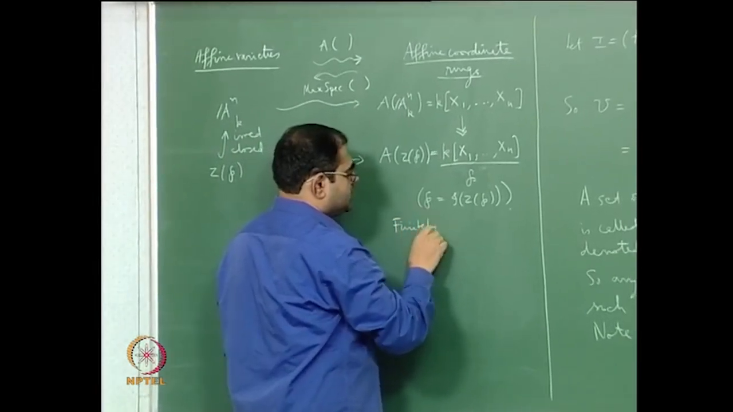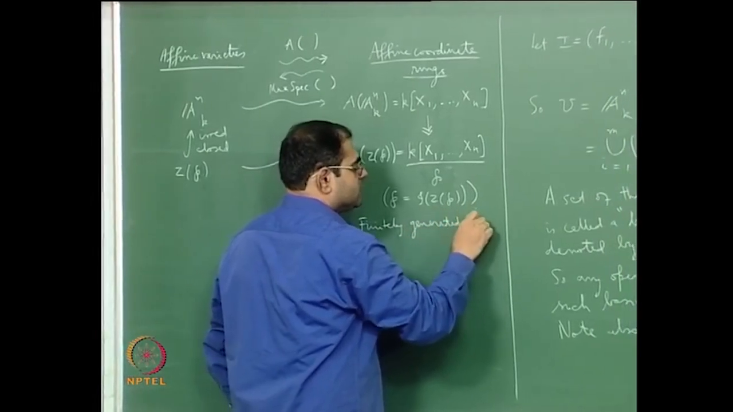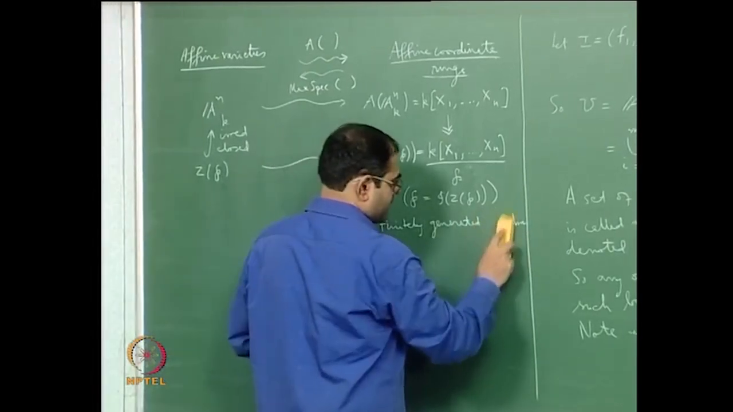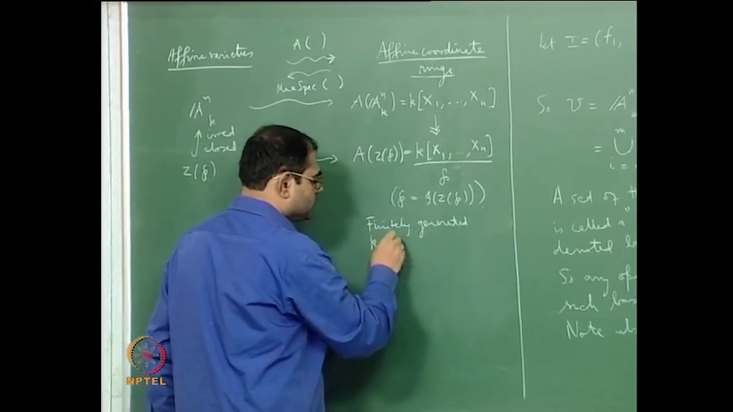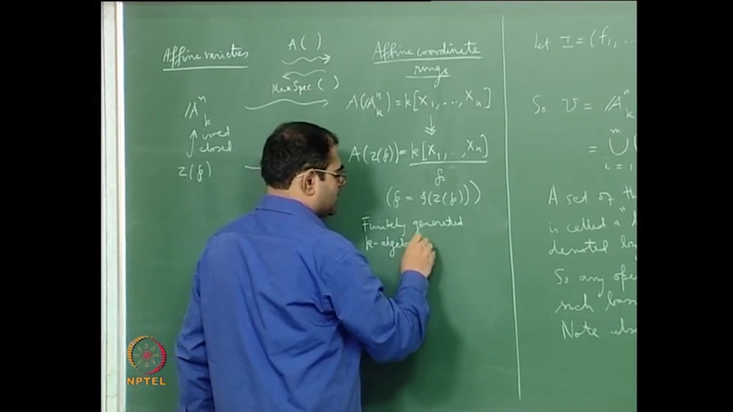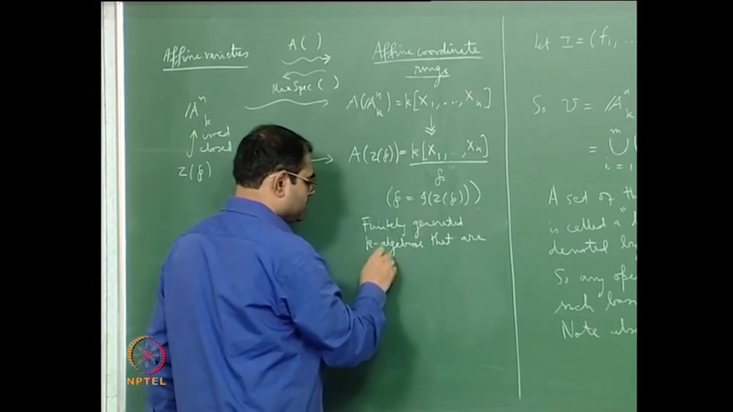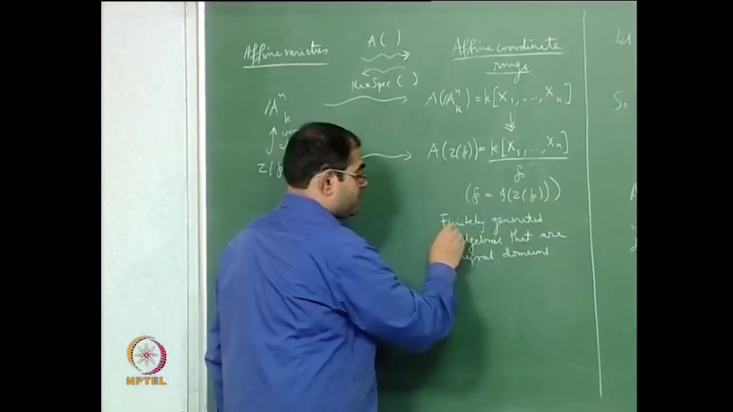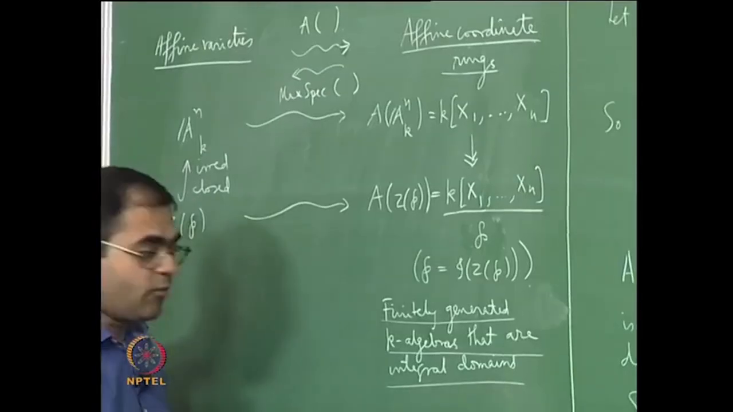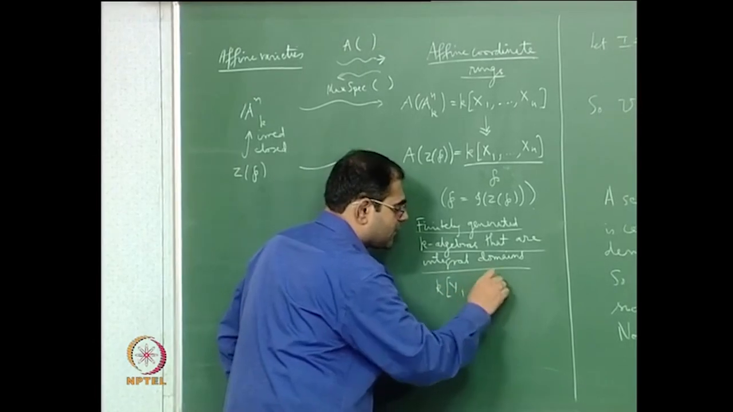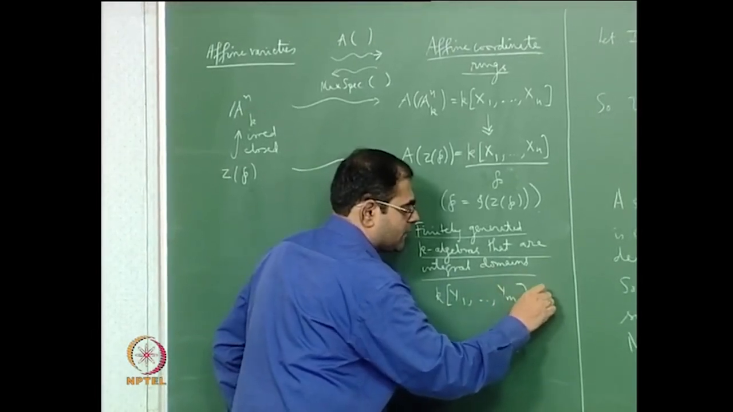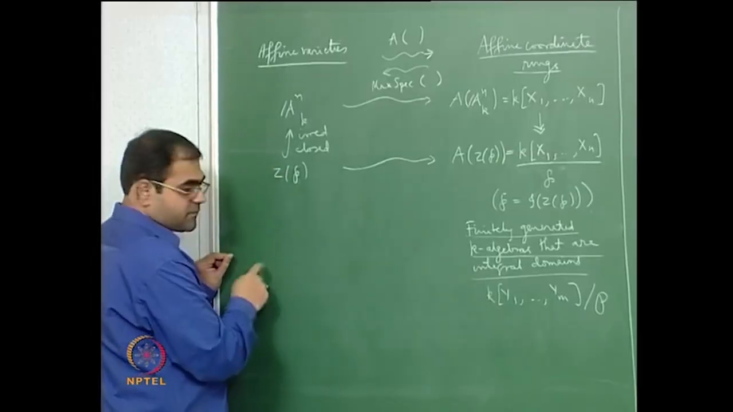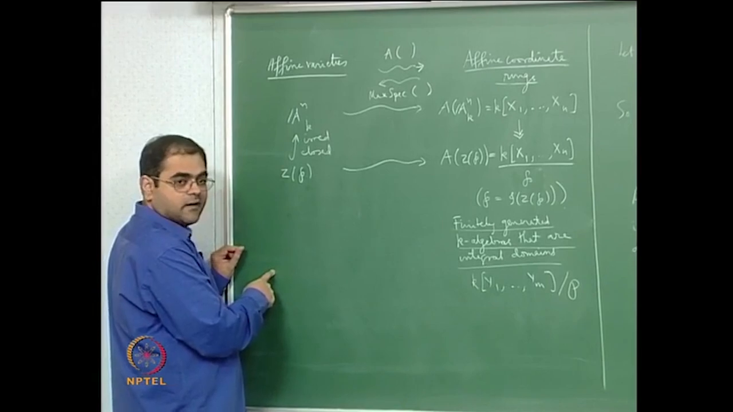If you take finitely generated K algebras that are integral domains, this is what you should put on this side in general, and what will that be? That will be some K[y1, ..., ym] modulo some P which is a prime ideal. And what does this come from? This comes from an affine variety. That is something that you can very easily see.